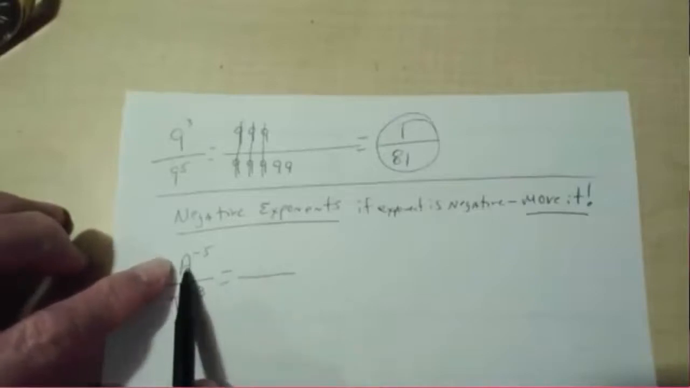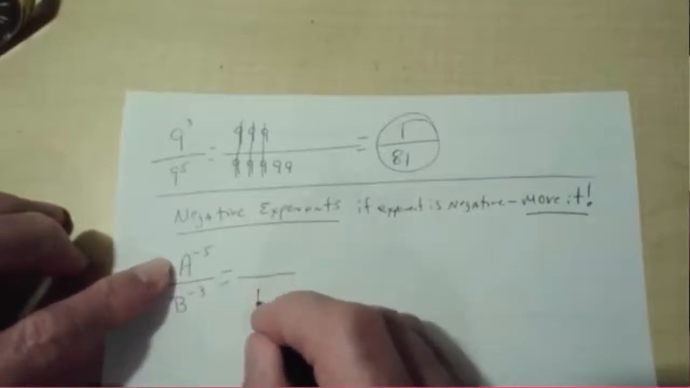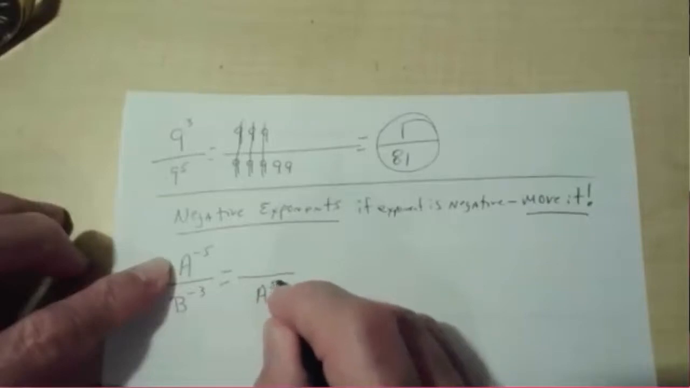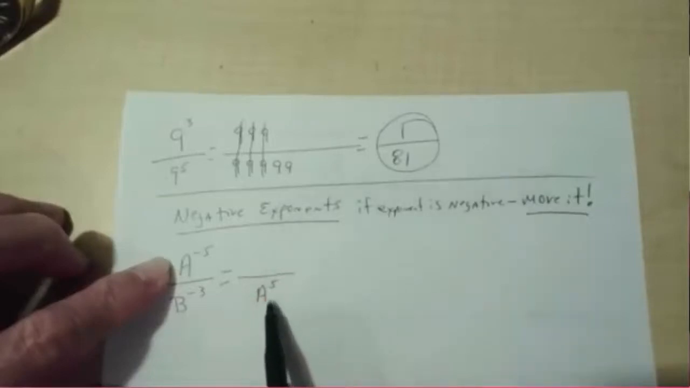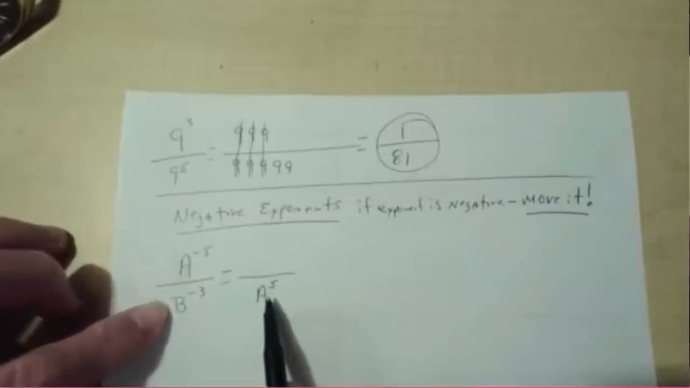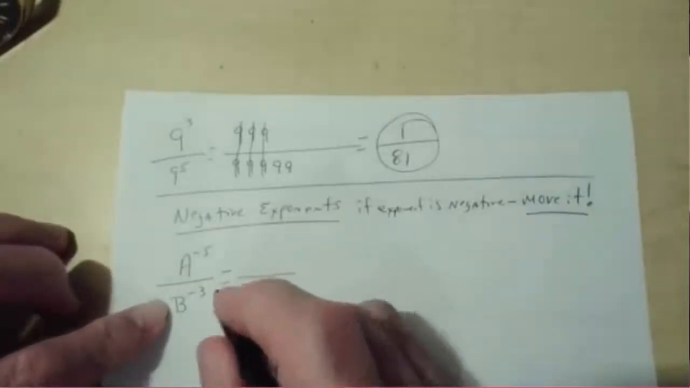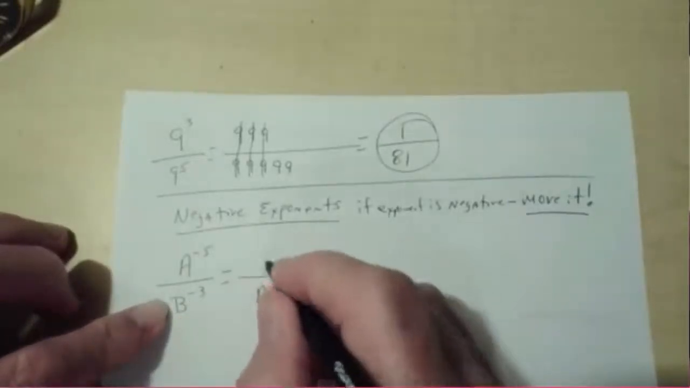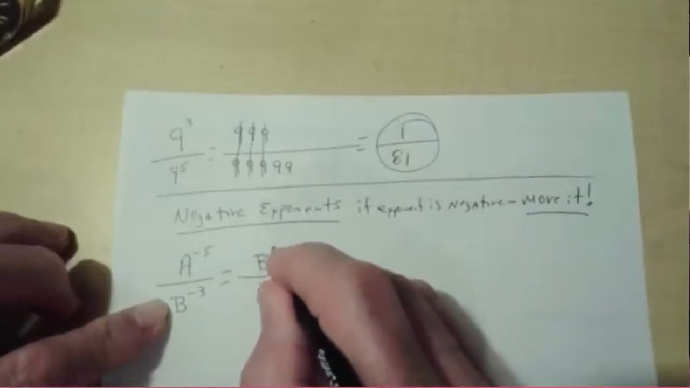A to the minus 5, where does it go? Goes to the bottom. And then the exponent becomes positive. Now we take the next one, b to the minus 3. The exponent's negative, so it goes to the top.